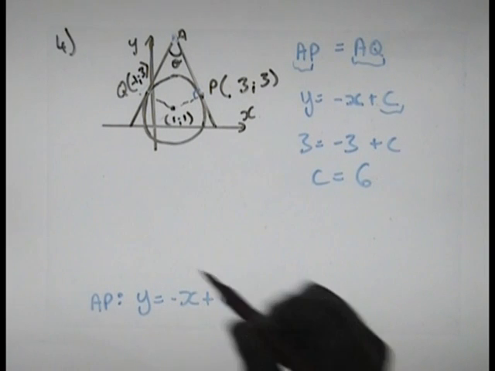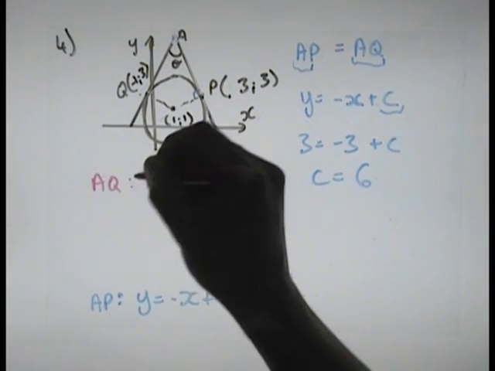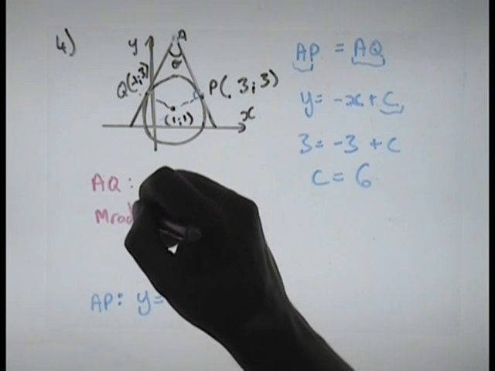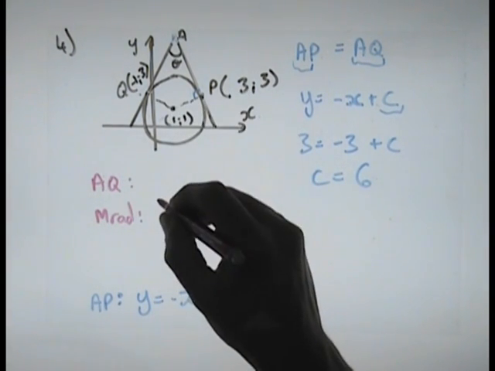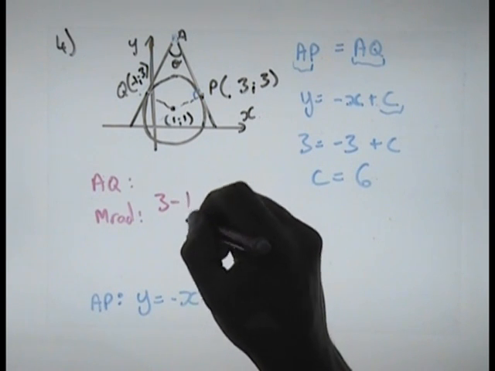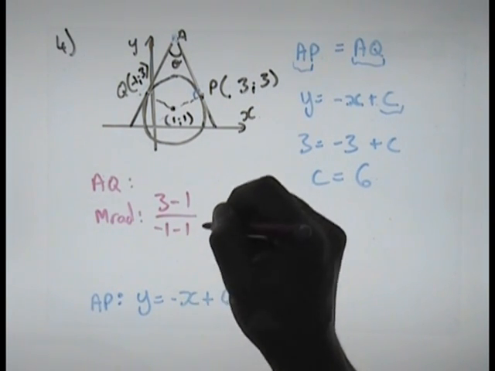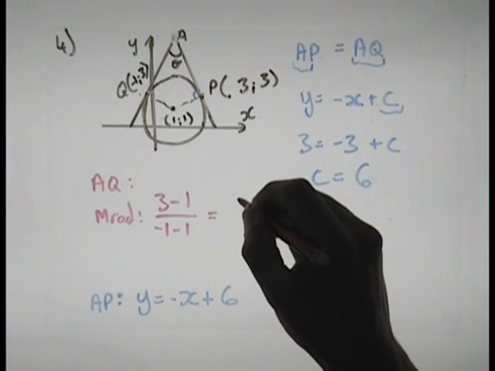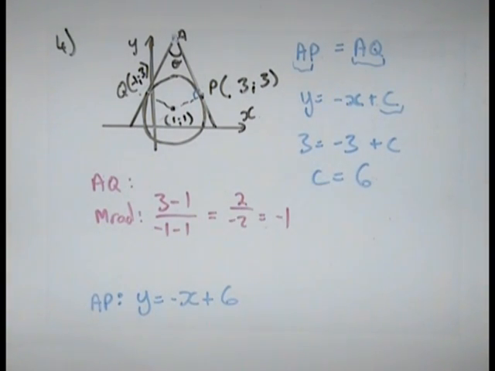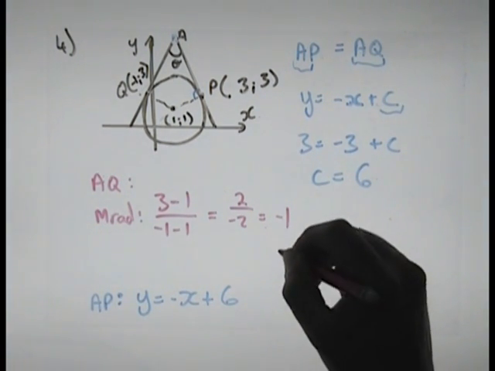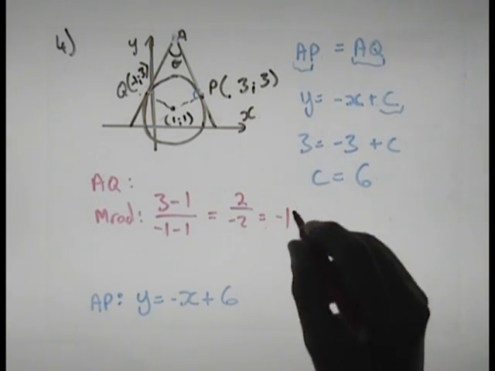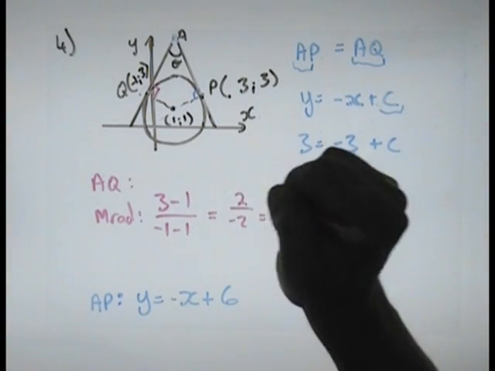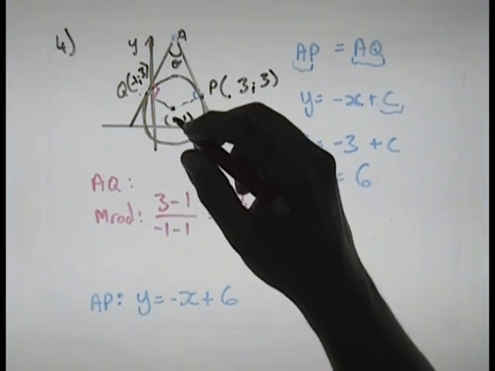To get the equation of AQ, I'm going to follow the same process. Firstly, the gradient of our radius at point Q is going to be given as y2 minus y1 over x2 minus x1, which is going to give me an answer of 2 over negative 2, which is negative 1. That means that the gradient of our tangent is equal to positive 1. The gradient of the radius is perpendicular to the gradient of the tangent.